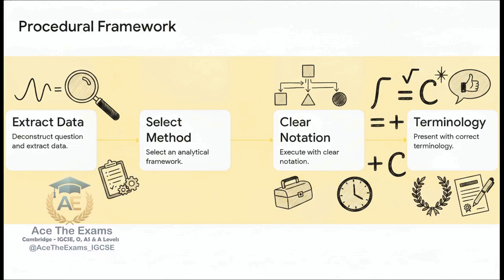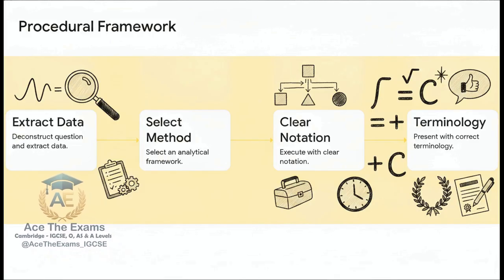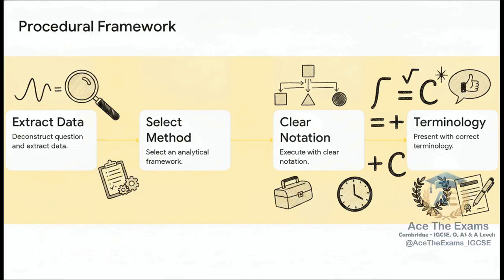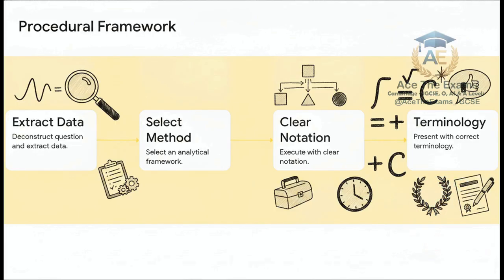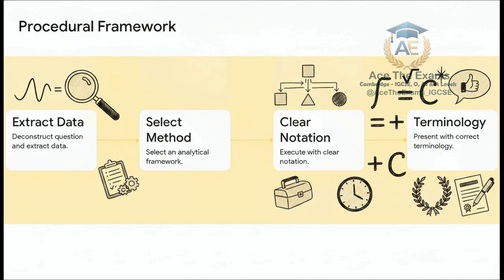Step 1, deconstruct and extract data. This is your point. You go in with a highlighter, you target the command word, and you rip out the boundary conditions from the text. Step 2, select analytical framework. This is your explanation setup. You pause, you step back, and you decide your integration technique. Do you need to expand some brackets first? Are you dealing with a tricky negative exponent? Figure it out before you write.